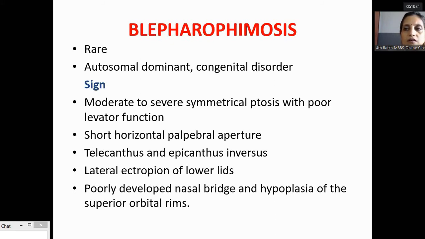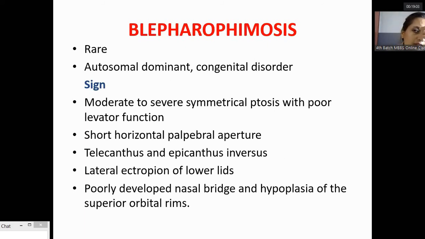It is a rare, autosomal dominant congenital disorder. Over here you will see a number of things. The signs are moderate to severe symmetrical ptosis. By this time you know what ptosis is: a drooping of the upper eyelids where there is poor levator function. There is also a short horizontal palpebral aperture. So this aperture is very short.